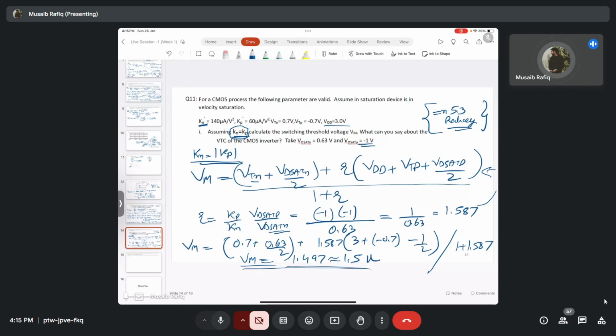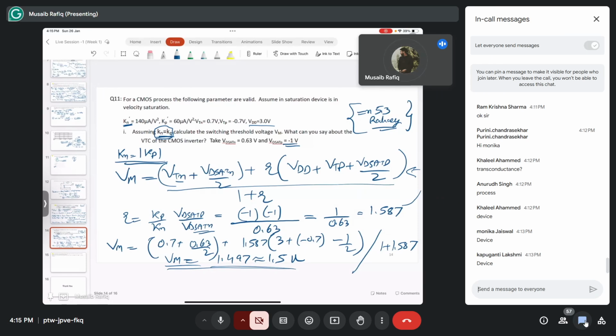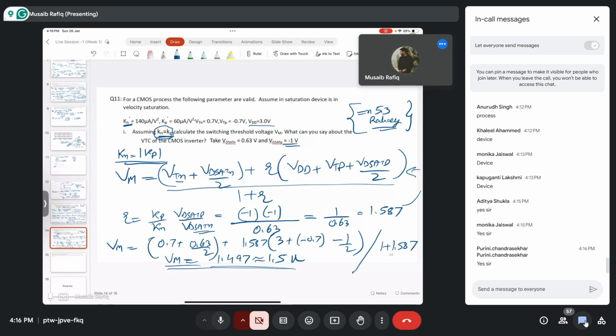So Vm equal to 1.5 volt. What does it signify for the VTC of CMOS? What can we say about the VTC of the CMOS if Vm comes out to be 1.5 volts? Have you looked at voltage transfer characteristics in your lectures? VTC, that's what it's called. If my tripping point is 1.5 volt for a VDD of 3 volt, what can we say? Half, exactly. So in other words, the characteristics are half of VDD, which means the characteristics are symmetric.